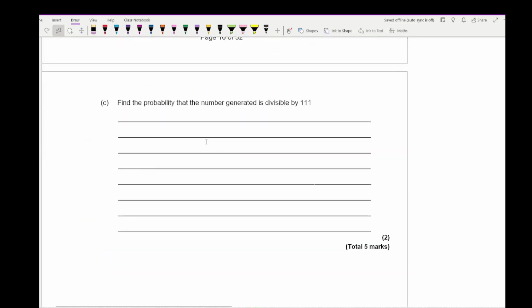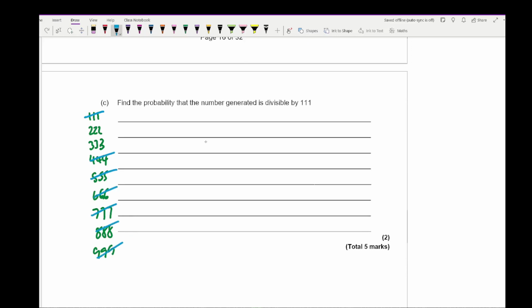Then for question C, it says find the probability that the number generated is divisible by 111. Now, again, in terms of numbers that are divisible by 111, it's going to be 111, 222, 333, 444, 555, 666, 777, 888 and 999. Now some of these are not available for us to do because we don't have the correct numbers in each of the respective bowls. So the only ones that are possible are 222 and 333. So we want the probability of 222 or the probability of 333.